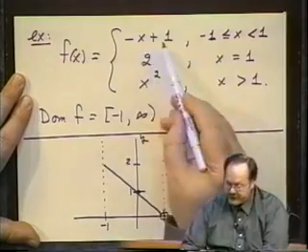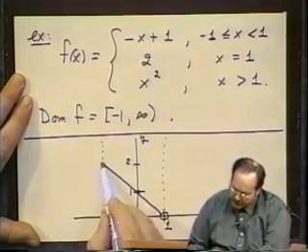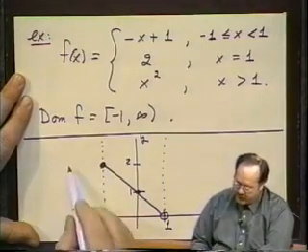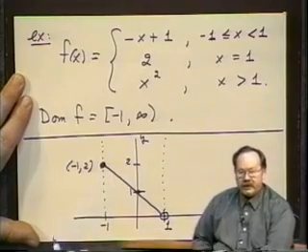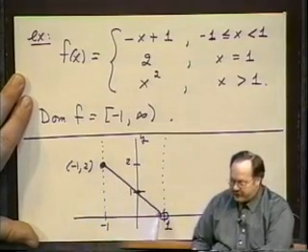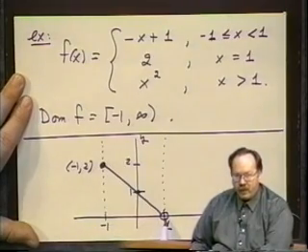At minus 1, what is the function? Minus minus 1 is 1. 1 plus 1 is 2. So indeed this goes up to 2, and we have the point there. What is that? Minus 1, 2, and it is included in the graph. So this piece of the graph goes from here to here and doesn't include the point at 1.